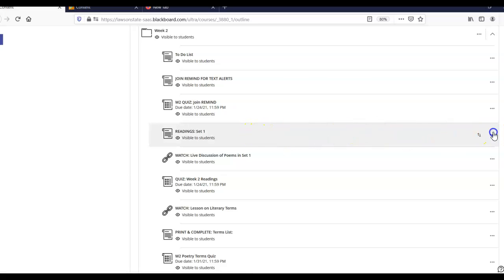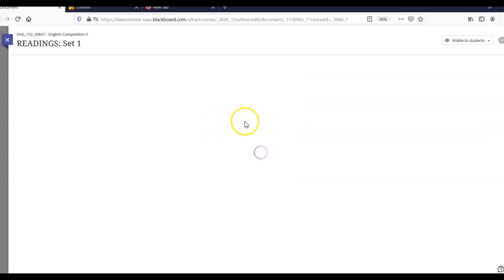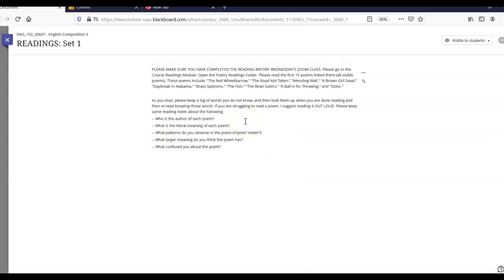The readings in set 1. When I go over these readings, remember I list them for you here, but they are located in the course readings module above. I ask you to practice active reading, and as part of encouraging you to read actively, I give you these instructions. As you read, keep a log of the words you don't know, look them up when you're done reading, and reread knowing those words.